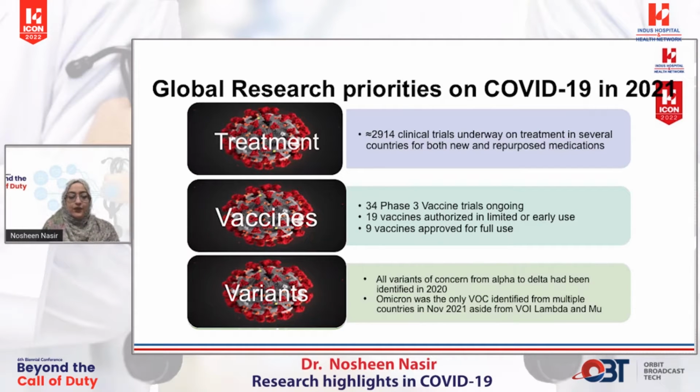And then variants. So all variants of concern from alpha to delta had been identified in 2020, but Omicron was the only variant of concern which was identified from multiple countries in November 2021, aside from variant of interest lambda and mu.